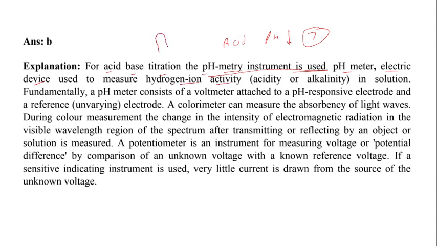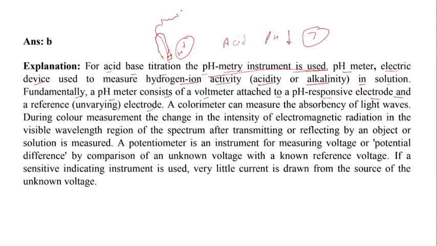It is like that, and it will measure the activity of hydrogen ion in solution, whether it is acidic or alkaline. Fundamentally, a pH meter consists of a voltmeter attached to a pH-responsive electrode and a reference electrode. So one voltmeter will be attached. Don't worry about understanding that.